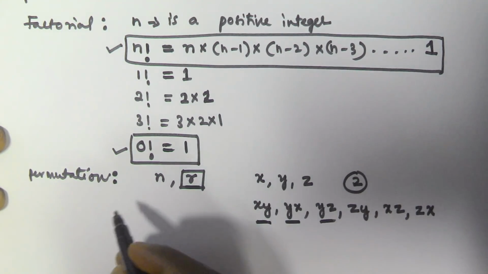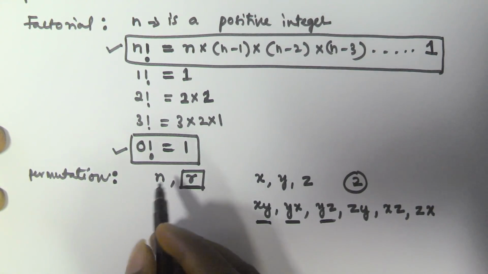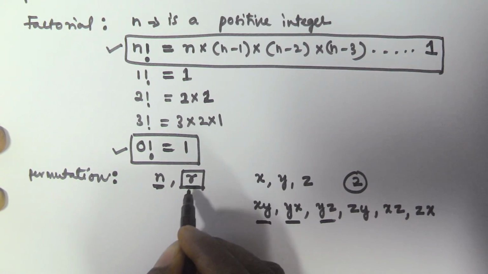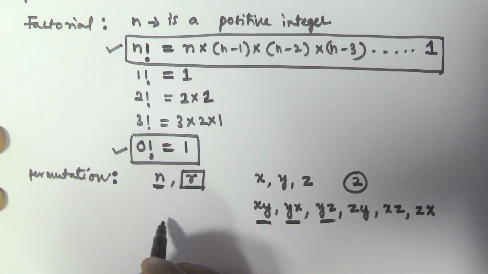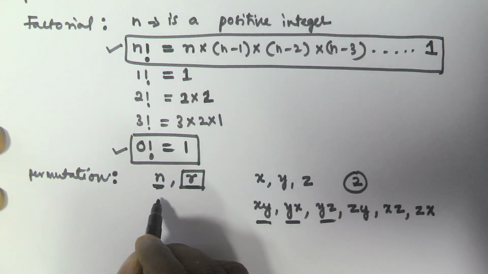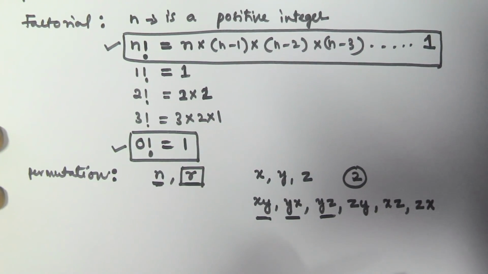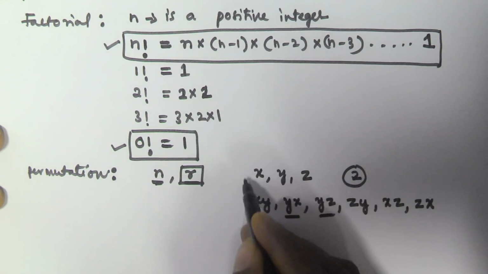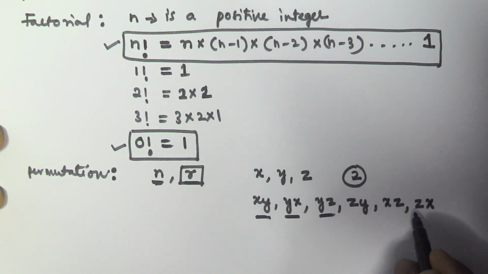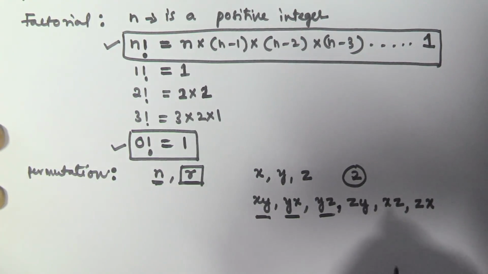In the same manner, permutation is all about arranging n items, taking r items at a time and arranging them in order. For example, we have three things, and out of these three we take two at a time and arrange them like this.